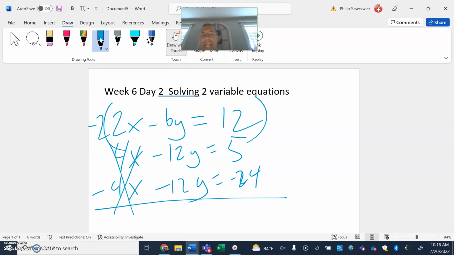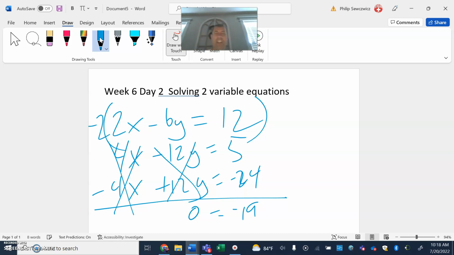Gone. And then, oops, hold on a second there. Positive 12y, -2 times a -6, yes. Also gone. So we've got nothing over here. We've got absolutely nothing. And then if we combine the 5 and the -24, that's -19. So because our variables are gone, is 0 the same as -19? No, it's not.